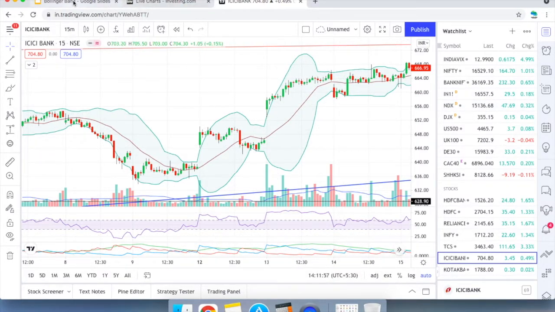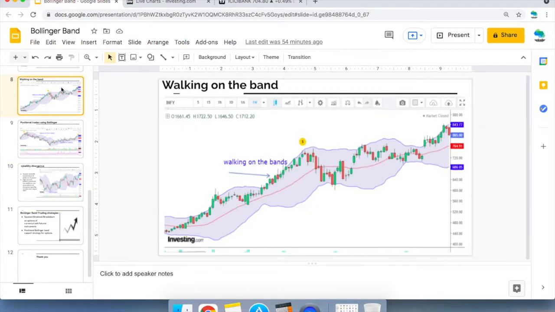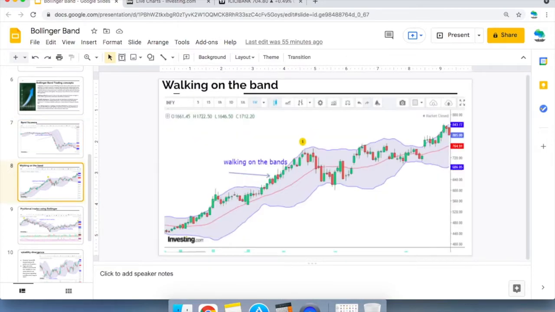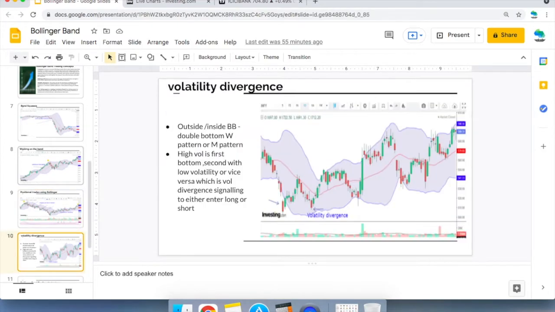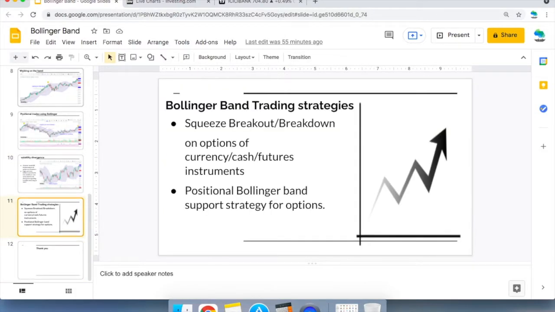I hope it helps. And just to wrap up, since we've gone through the charts, we'll quickly go through the concepts also. Once again, quickly. We have the skews, which is used for breakouts. We have the walking of the bands, which is used for trend following, whenever there is a continuous movement of the candle very close to the band. Positionally you look at where it is resisting at the median, at the mean, and then take the trade accordingly. And for divergence, look for the W pattern combination. Is it going outside the band and coming inside or not? Right. So these are the four concepts that you learned, and strategies that we can apply.